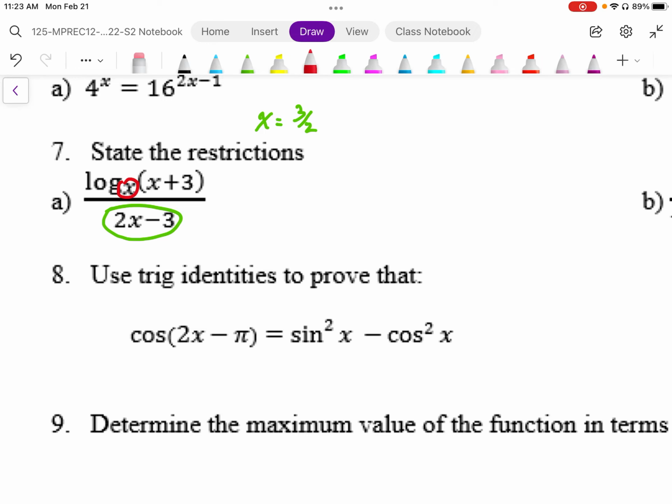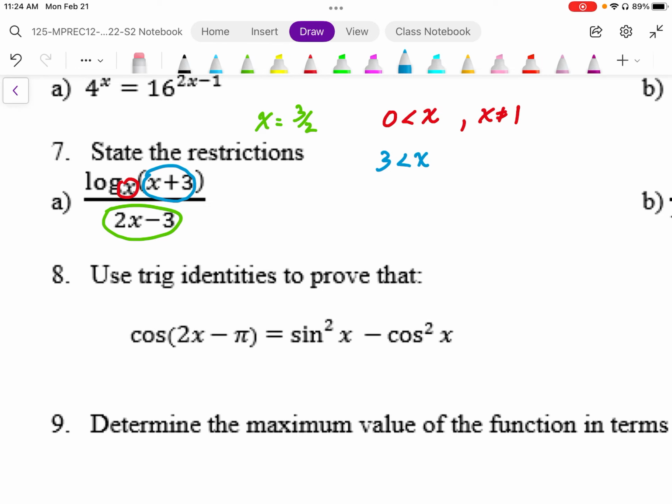So from that base, we're going to say that x must be greater than 0 and x cannot be equal to 1. And then lastly, we have the restriction inside the log argument. It has to be positive. Okay, so we have to then say that x must be greater than 3. Can't be equal to 3, has to be greater than 3.